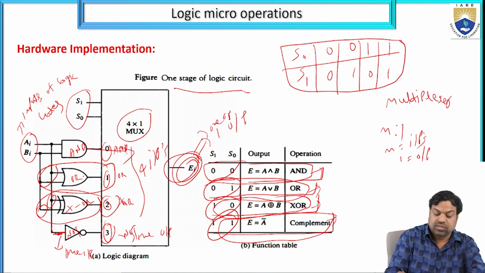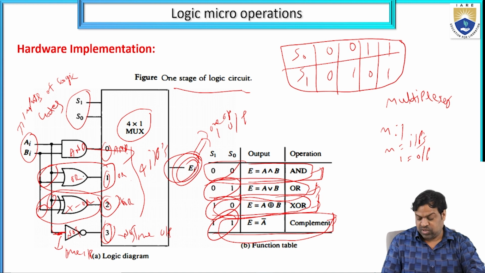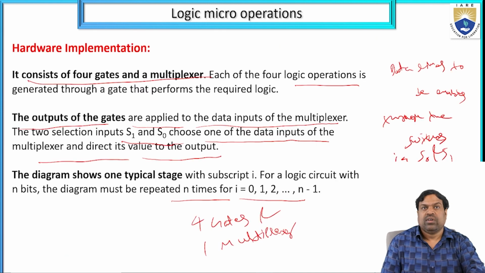So this is the hardware implementation of one stage of a logic circuit with 4 inputs and 1 output. That is 4 logic gates with a multiplexer. The hardware implementation consists of 4 logical gates and 1 multiplexer, and the outputs depend on the switch conditions S0 and S1. The logical circuit with n bits has n stages numbered 0, 1, 2, 3, and so on, up to n minus 1.